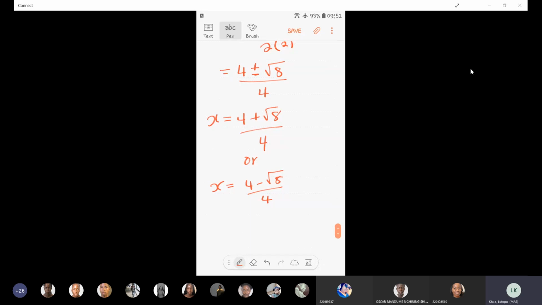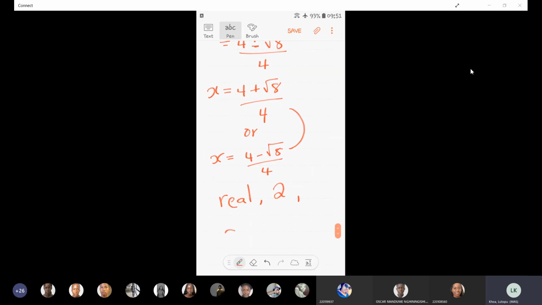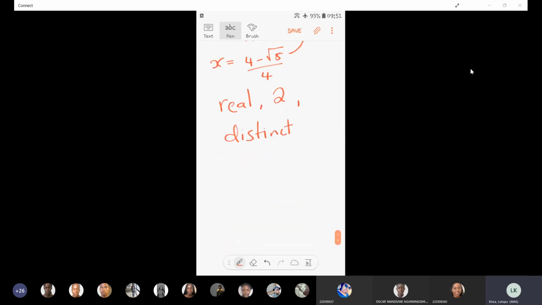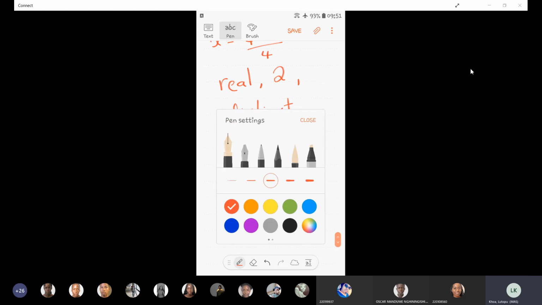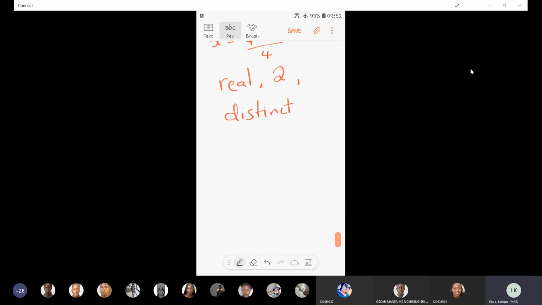So you can see that both of these, 2 of them, are real numbers. There are 2 of them, and they are distinct, they are different, because the first one and the second one are not equal, right? So the discriminant actually told us the truth. Let's look at another one.